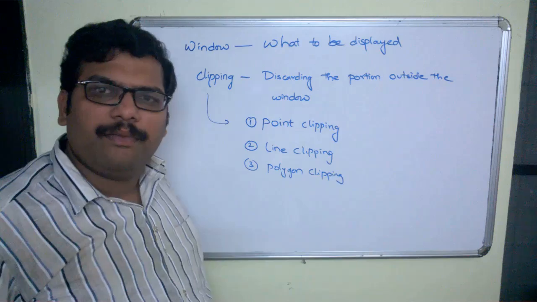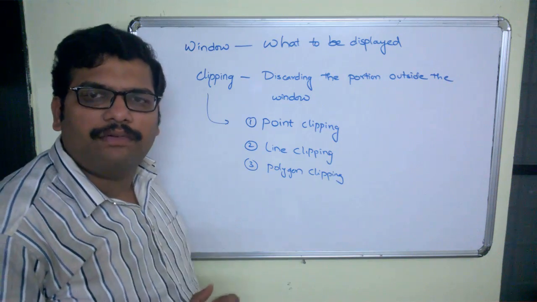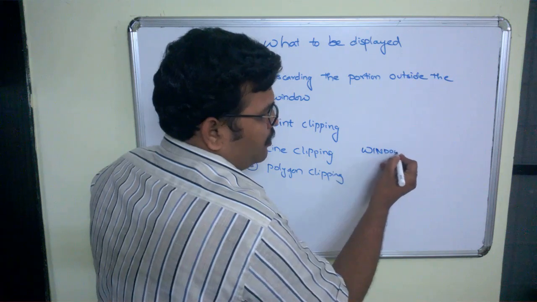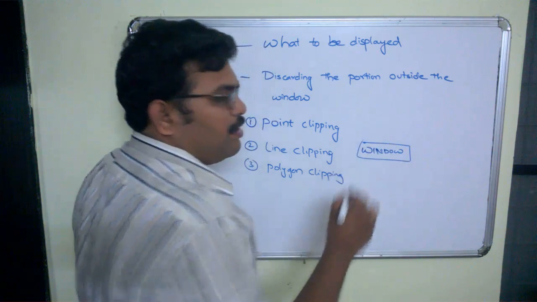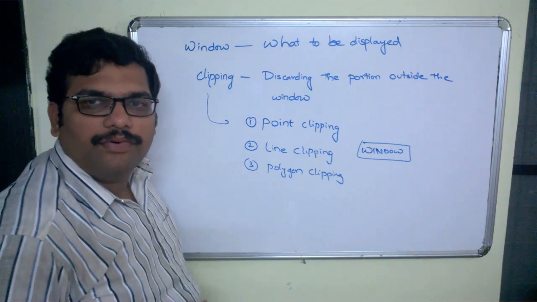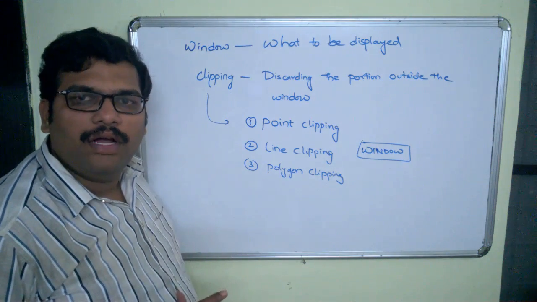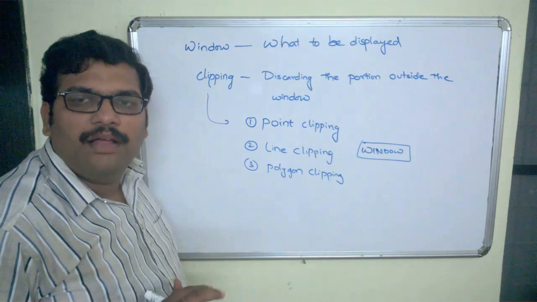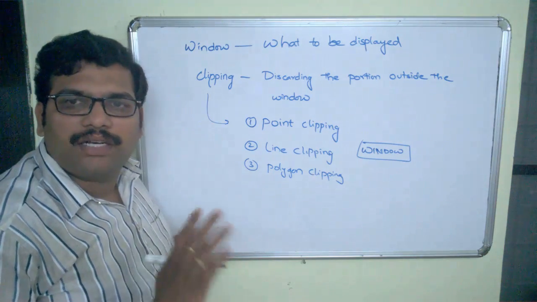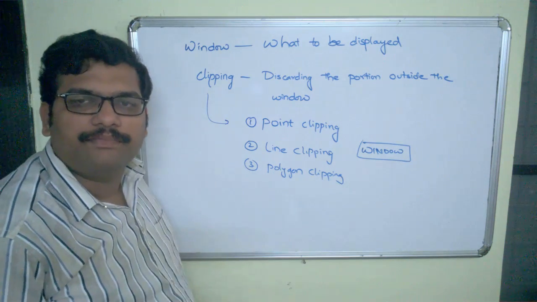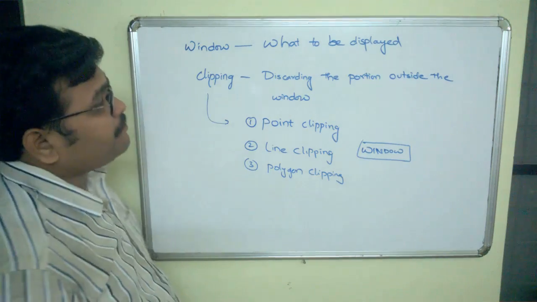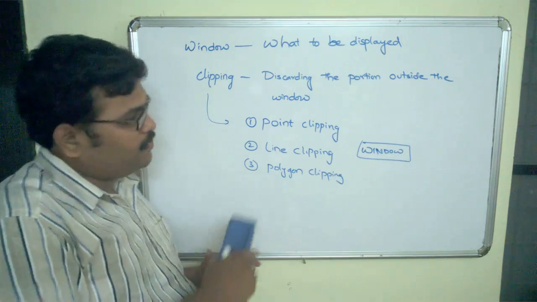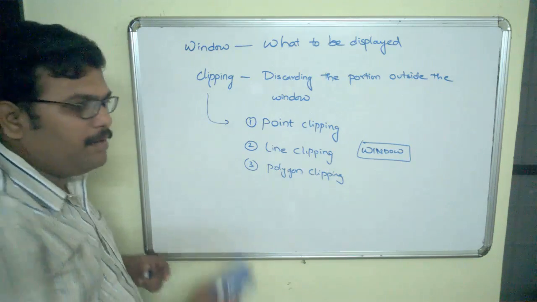So whatever the clipping it may be, the first thing we require is a window. In order to do the clipping, the requirement is a window. First we have to define a window, and the portion which lies inside the window should be displayed, and the portion which lies outside the window should be discarded. That means clipped. Let us have a look at each one by one. So let us consider the point clipping.